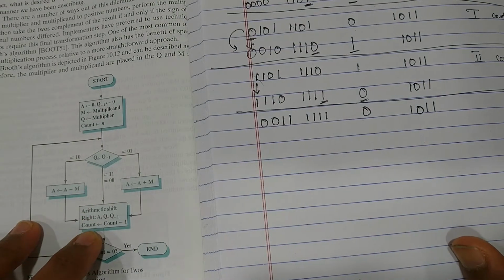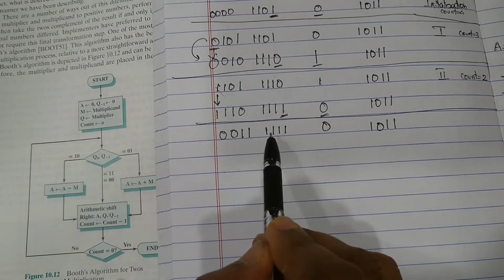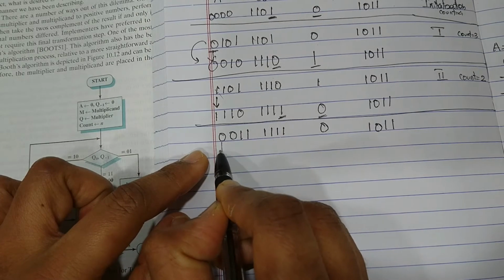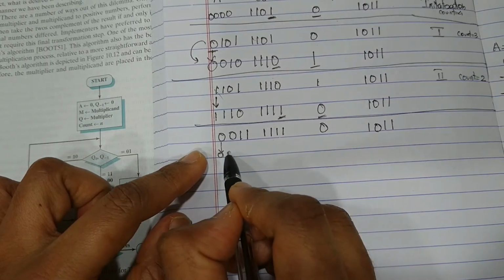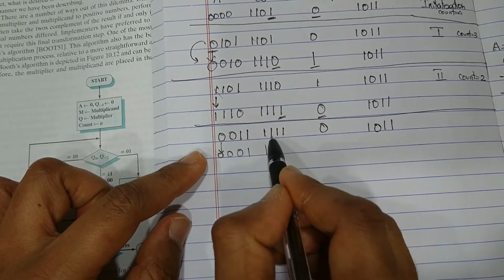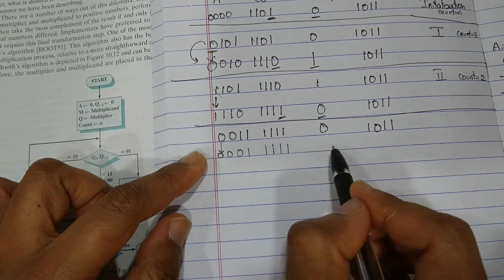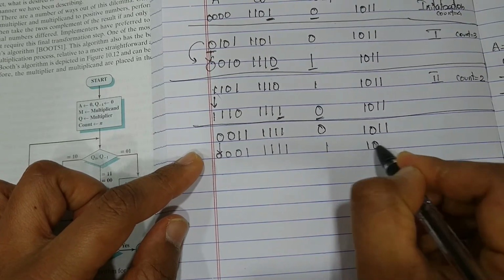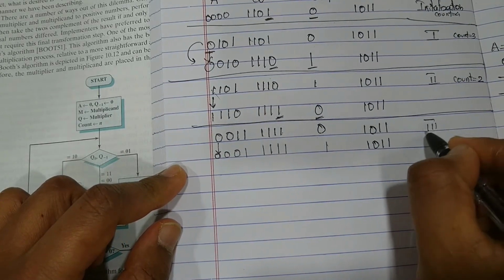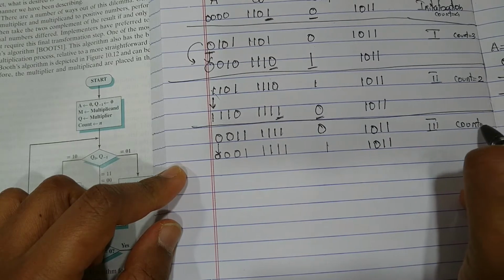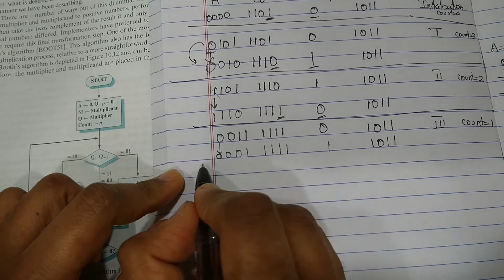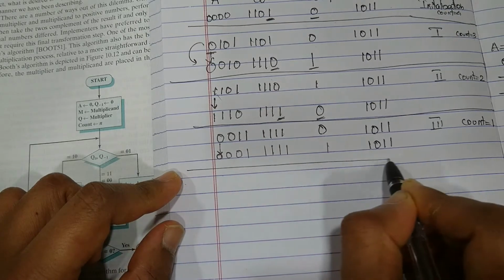Now arithmetic shift and count. Arithmetic shift A, q, q minus 1 to the right side. So you keep this 0 and move it here, and this 0 comes here, and this one goes here. And m is, as I told you, you don't have to change. So this is iteration 3, and count is now becoming 1. It was 4 and then it became 3, it became 2, and now it is 1. Never mind, we will still continue.